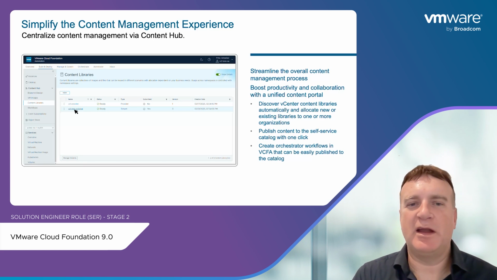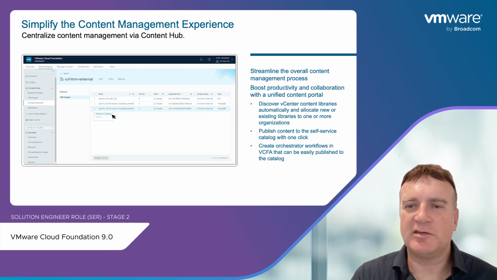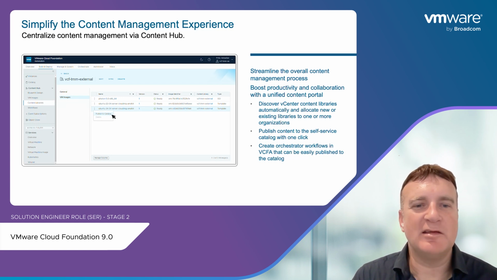The Content Hub management was explicitly designed for org admins and the line of business teams to efficiently manage a wide range of resources. This includes content libraries, virtual machine images, blueprints, and orchestrated workflows. Users can seamlessly organize and maintain these resources in one location, which simplifies the process of sharing them across multiple projects.